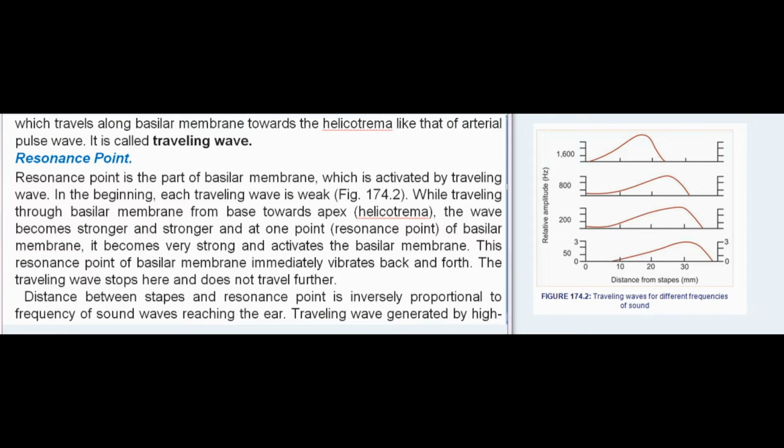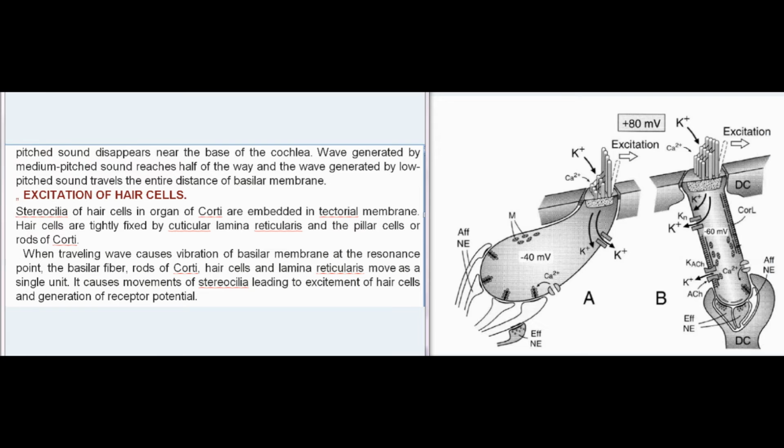Distance between stapes and resonance point is inversely proportional to frequency of sound waves reaching the ear. Traveling wave generated by high-pitched sound disappears near the base of the cochlea. Wave generated by medium-pitched sound reaches half of the way, and the wave generated by low-pitched sound travels the entire distance of basilar membrane.